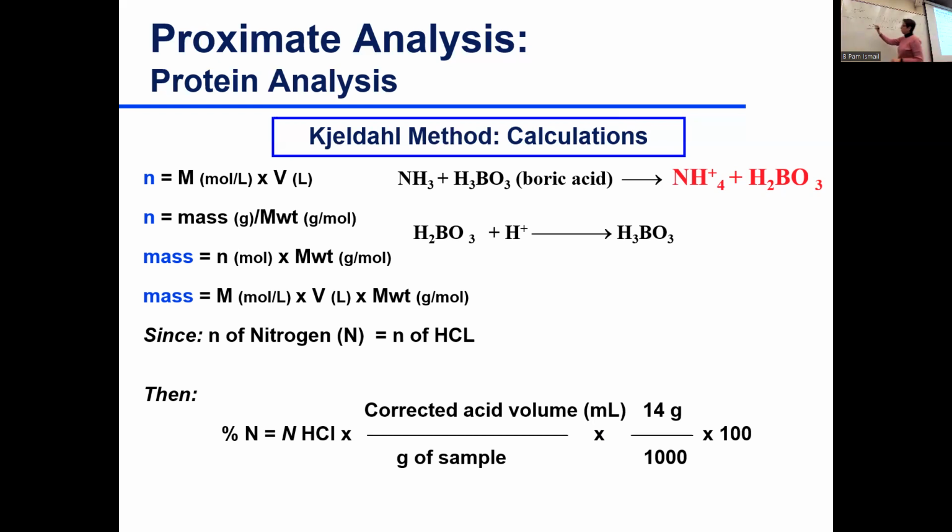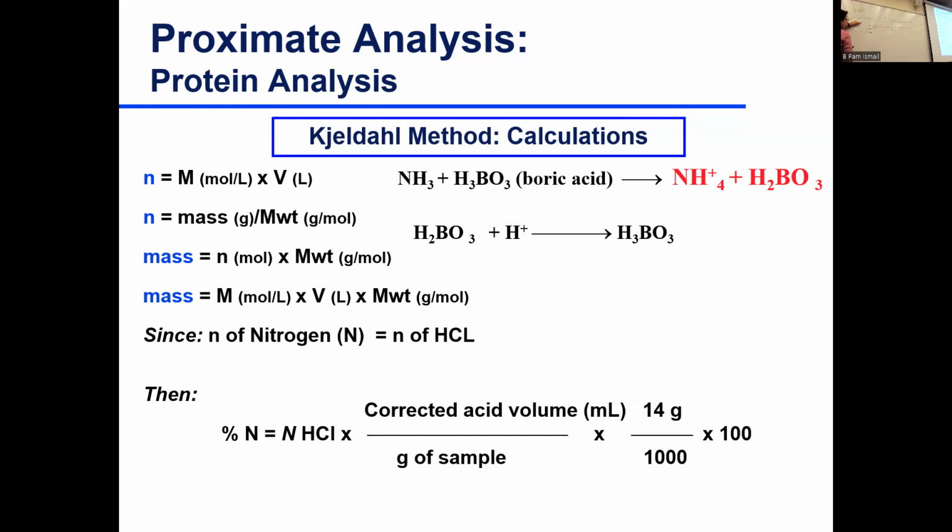So I'm looking for this. I need the number of moles, and then I have the molecular weight as given. All right, number of moles of nitrogen equal number of moles of HCl. So number of moles of HCl equal normality or molarity in this case are equal because we have one hydrogen times volume.